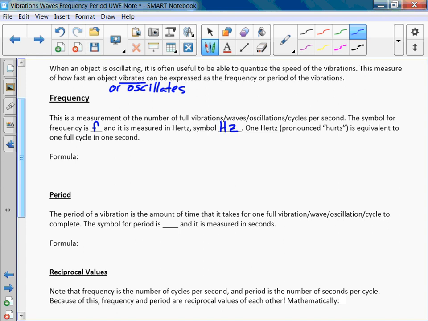So if you're looking at a grandfather clock, the pendulum going back and forth exactly once every second, that's 1 hertz, 1 cycle every second. All right, the formula for frequency is really straightforward. You take the number of cycles and divide it by the time in seconds.